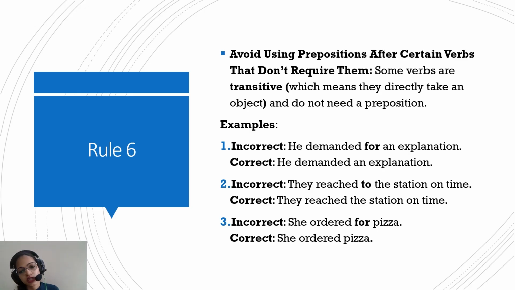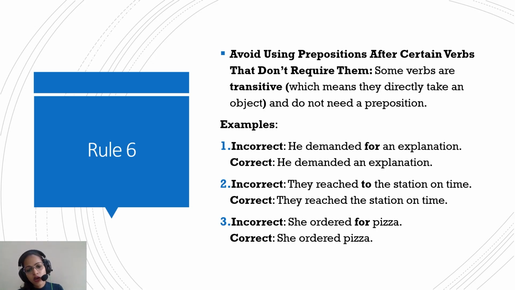"They reached to the station on time." No, they reached the station on time, because "reached" is a transitive verb. "She ordered for pizza." Here, "for" is otherwise used to bring the object to the verb. But if the verb is transitive, it can directly take an object and does not need a preposition. So if transitive verbs are there, we do not need the preposition.